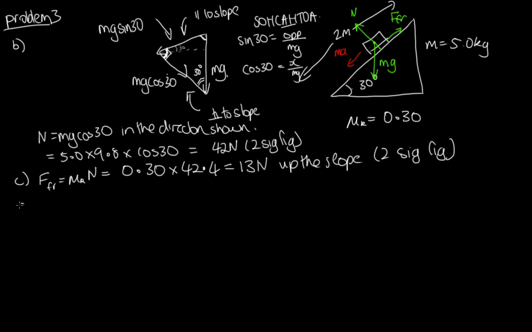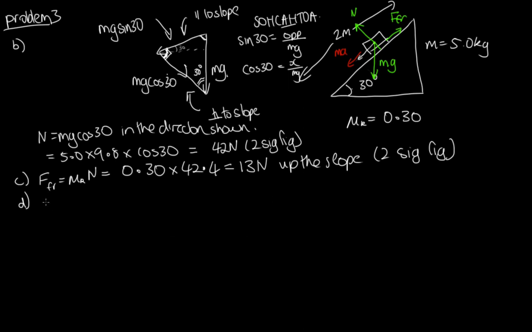And then part D says calculate the net force on the block. So this is the ma downwards. Now what we know is that the perpendicular components completely cancel each other out, so we can ignore those, and it's only these parallel components that matter. So what we've got is the component of the mg force down the slope and the friction force up the slope, and they act in opposite directions.